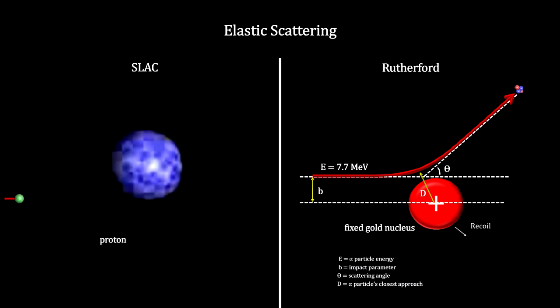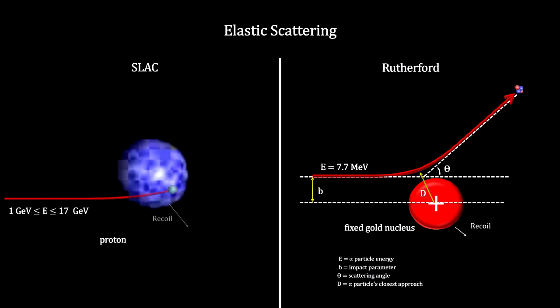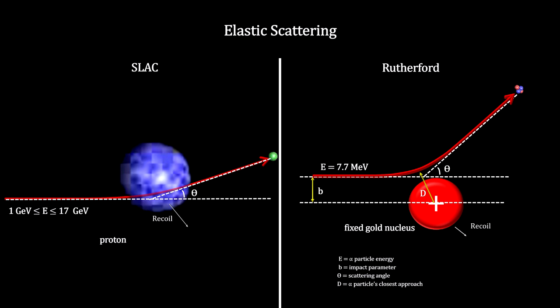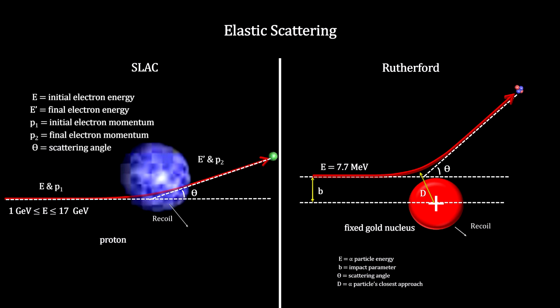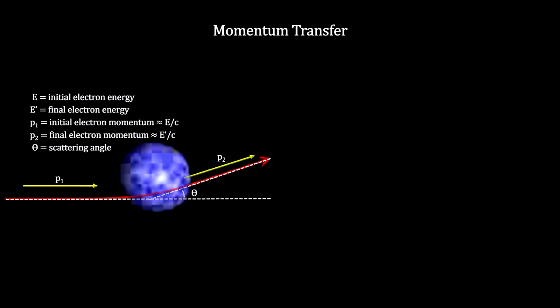The SLAC experiment could vary the incoming electron energy up to 17 giga-electron volts. The Coulomb force was attractive, with significant target recoil when a high-velocity electron collided with a target proton. The SLAC experiment was designed to examine this transfer of momentum from the electron to the proton at various electron energies and scattering angles to find out if the proton's positive charge was distributed evenly throughout its volume.